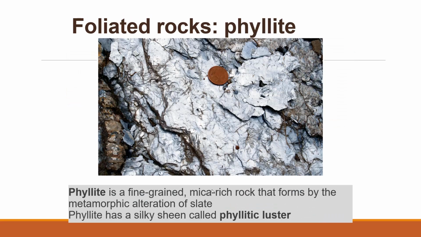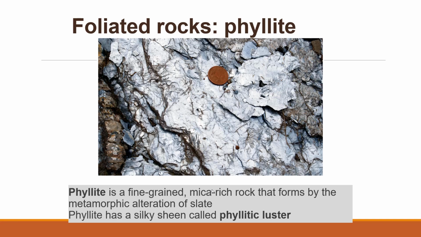The next step up, if we apply a bit more heat and pressure, is called a phyllite. So it's a fine-grained, mica-rich rock that forms by the metamorphic alteration of slate. Phyllite has a silky sheen called a phyllitic luster. So the clay minerals in the slate protolith neocrystallize into tiny micas, which gives it the shiny appearance.